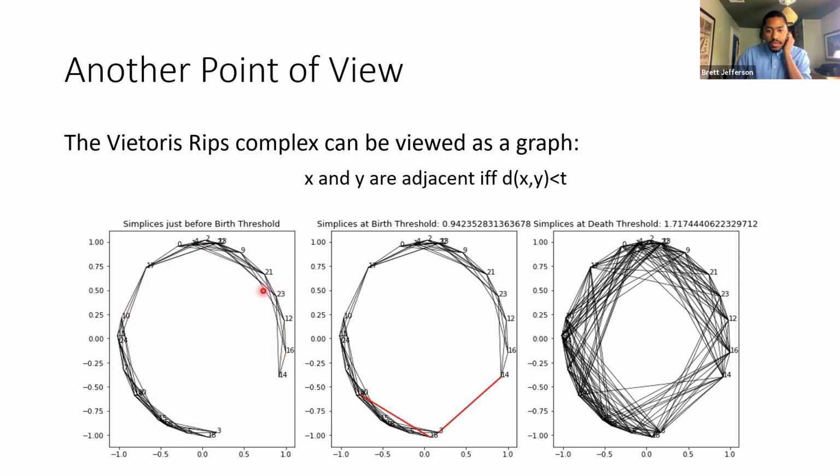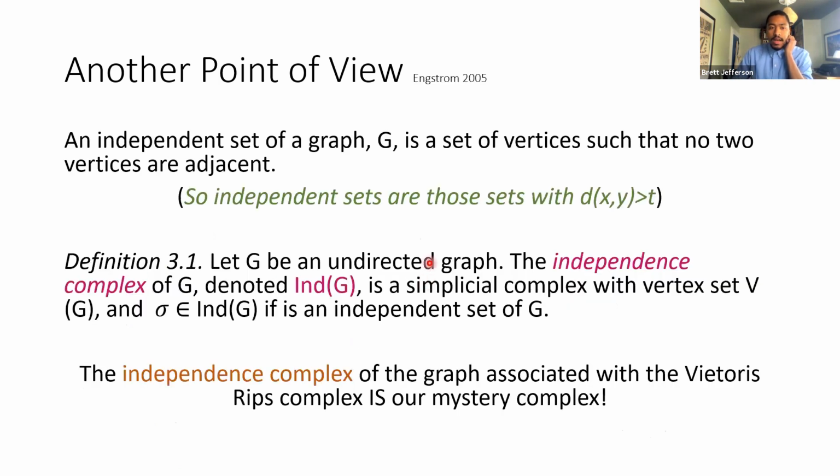So, in this view, I say, okay, good. I raise the threshold and then I create an edge, and now I can see my circles a little better, my holes a little better. This was really good for me. Well, it turns out that the independent set of a graph is just all those vertices such that no two vertices are adjacent. Okay, well, what does that mean?